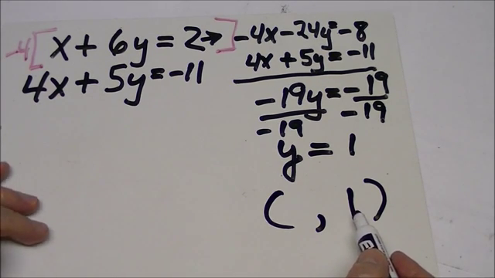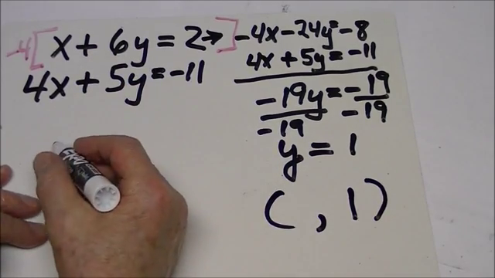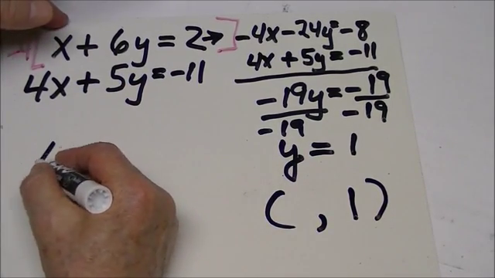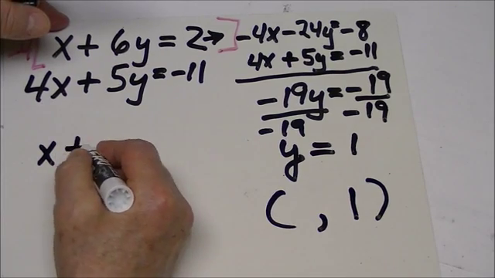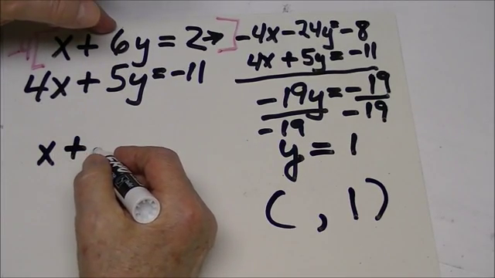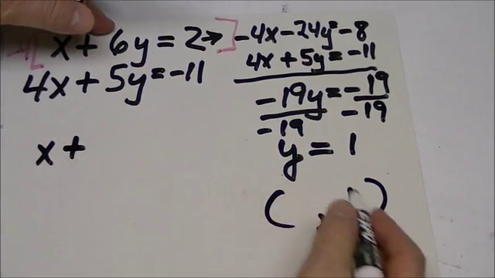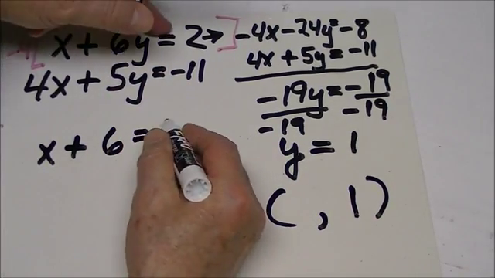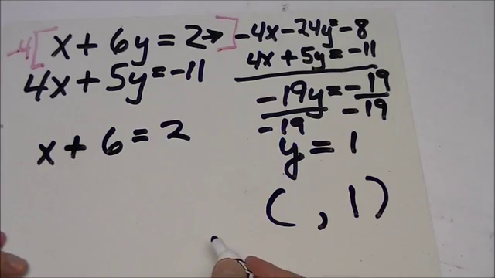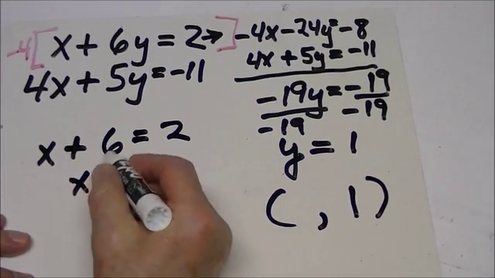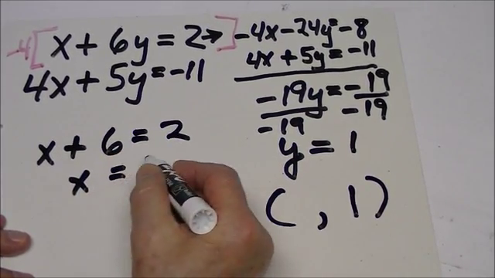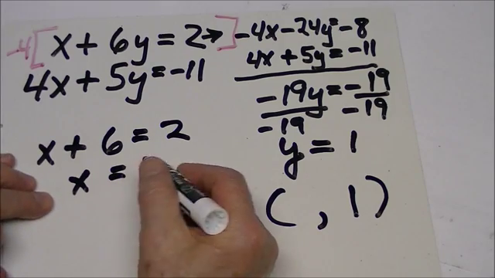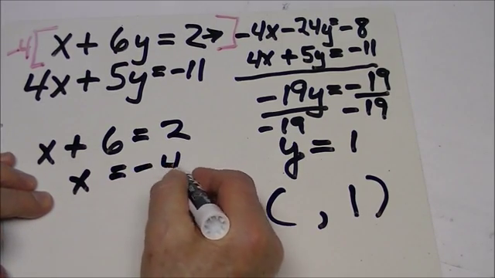So now, if we know that y is 1, we have to go back to our original equation. So we have x plus y, and y is 1, so this is going to become a 6, equals 2. And subtracting 6 from each side, x is equal to a negative 4.